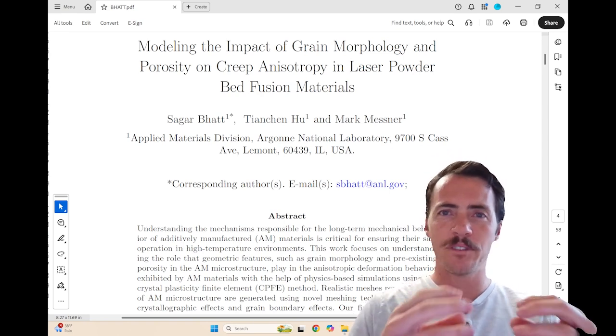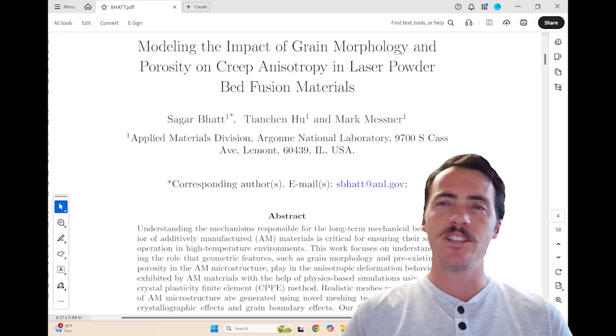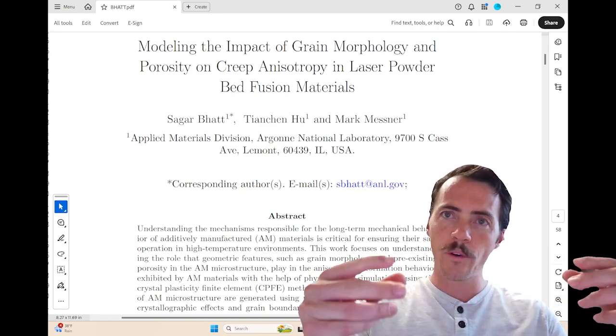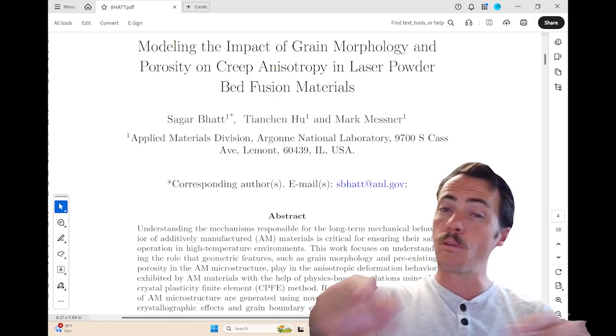So creep, this is when materials slowly deform over time, and this is super common in metals. But did you know that in additively manufactured components, it can creep more in one direction than the other? Like it might creep more in the build direction than transverse, or vice versa.